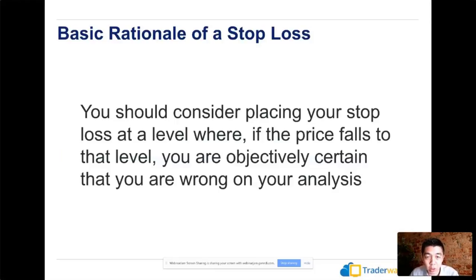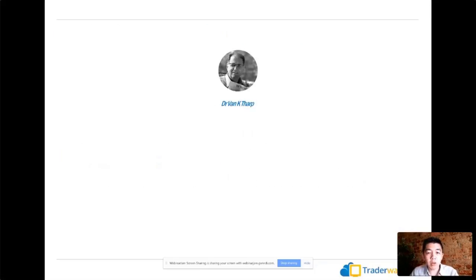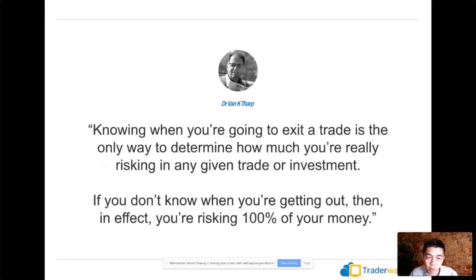And that's the reason why you take a stop loss on it by getting out at that particular level. Dr. Van Tharp, who is a very famous trading psychologist, actually said this before: knowing when you are going to exit a trade is the only way to determine how much you are really risking in any given trade or investment. If you don't know when you are getting out, then in effect, you are risking 100% of your money.